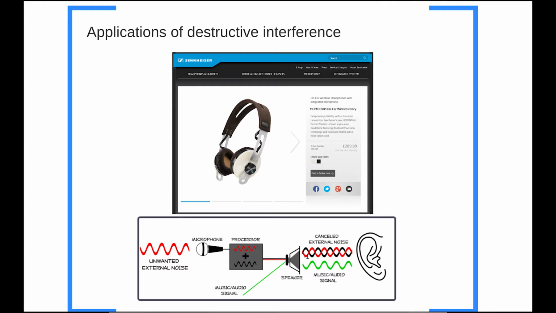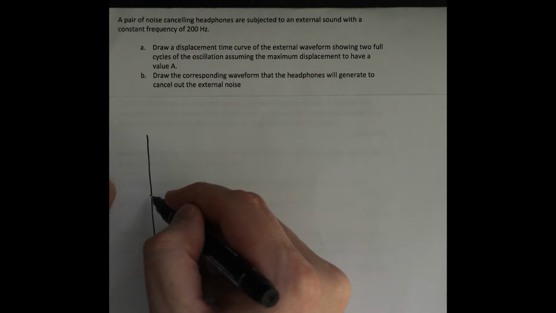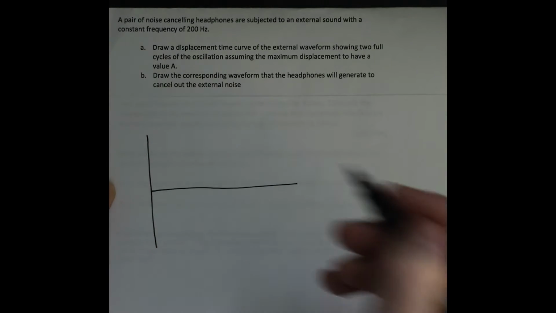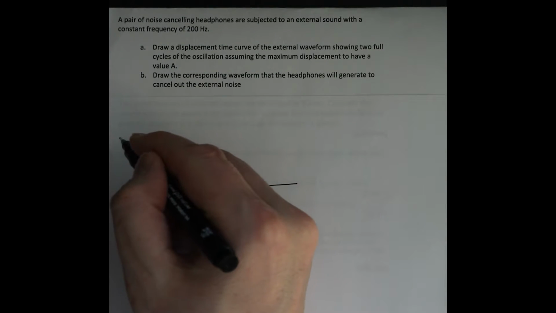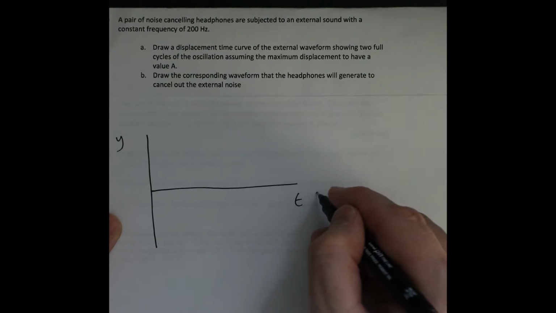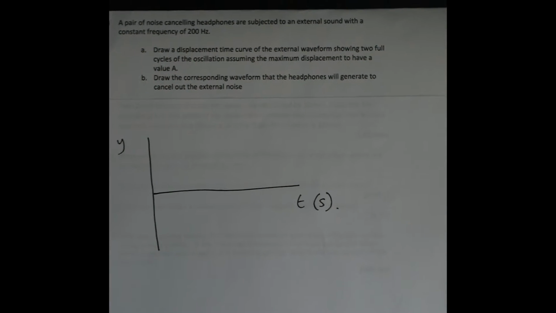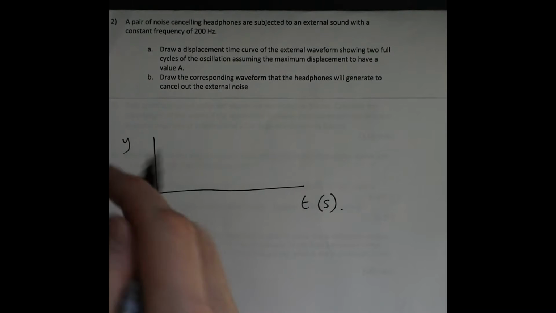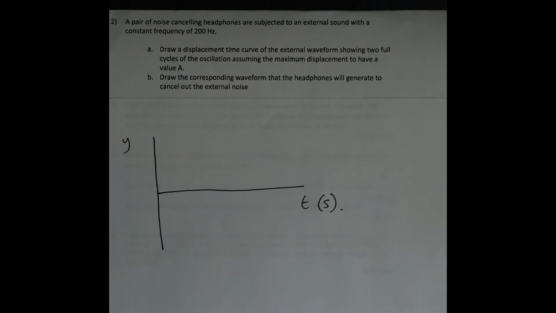The first part of this question is asking us to draw a displacement time curve of the external waveform showing 2 full cycles of the oscillation, assuming that the maximum displacement has a value of a. So here I'm going to draw my displacement time curve, with y on one axis and time t on the other. My unit of t is seconds. I'm not given the actual unit for displacement. Normally for sound it would be like intensity, but it could be a voltage if we're measuring it on a voltmeter, so we don't necessarily have to put a unit here yet.